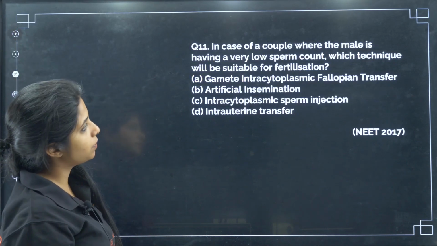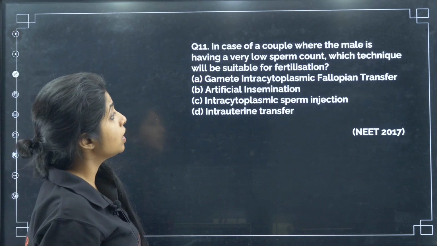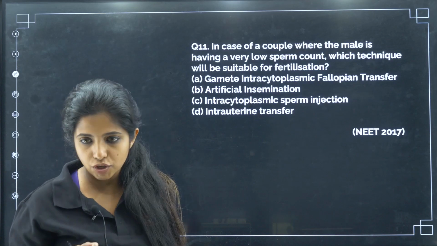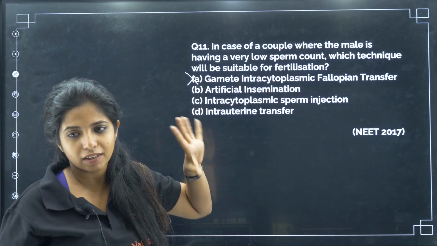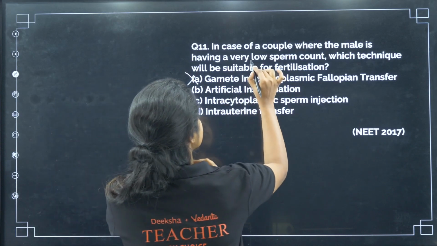Next, in case of a couple where male is having a very low sperm count, which technique will be suitable for fertilization? Gamete intracytoplasmic fallopian transfer. This is something that they made up. There is nothing like that. Listen children, over here it is mentioned that they have what?